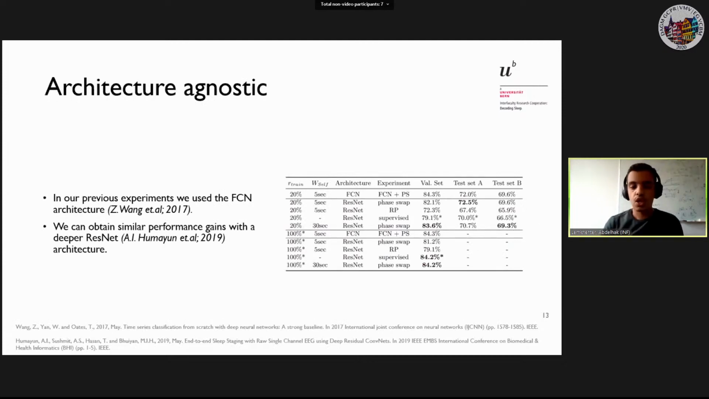Last but not least, we also show that the benefit of our pre-training is not dependent on the architecture choice. For all previous experiments that I've shown so far, we used FCN, which is a simple convolutional neural network architecture that has been shown to be a strong baseline for time series classification. Instead, in this experiment, we replace it with a deeper, more powerful ResNet architecture, and we test it on the sleep cassette dataset. As you can see on this table, the performance on both testset A and testset B is better when phase swap is used, and that for different values of the window used during the pre-training and for different values of the R-train.